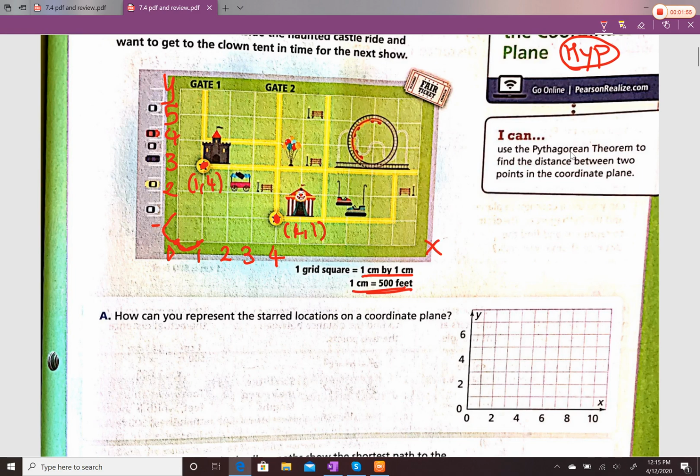So I want to plot those same numbers here. So this is 1 and 4 is here. So this is your haunted house, 4, 1. Yes, this is your clown house. So this is the distance.